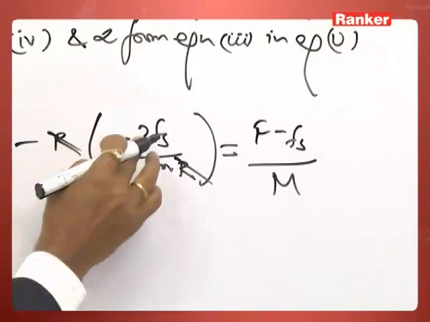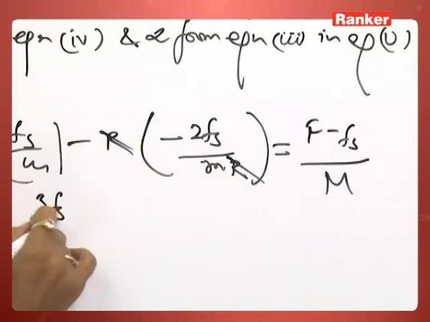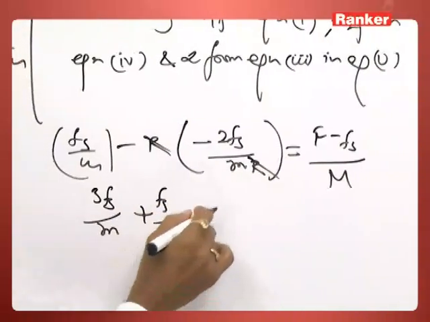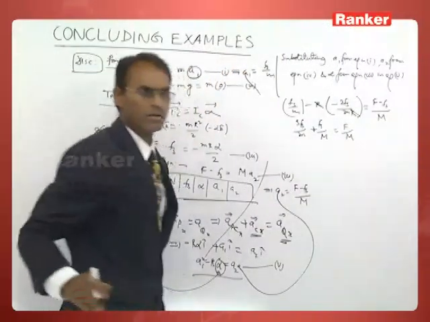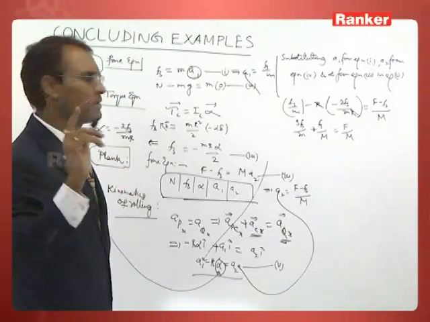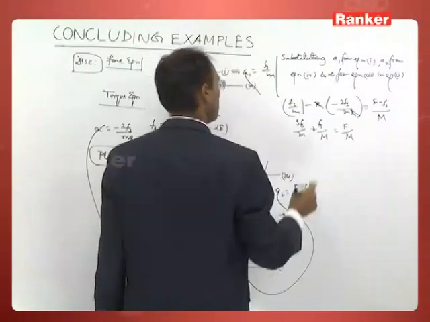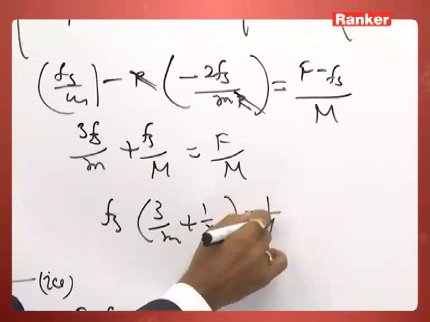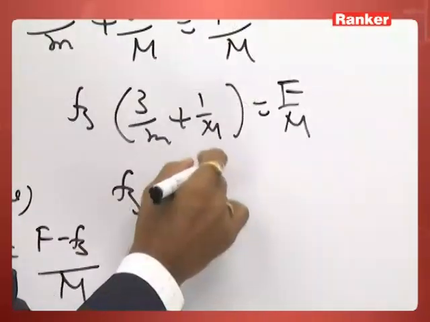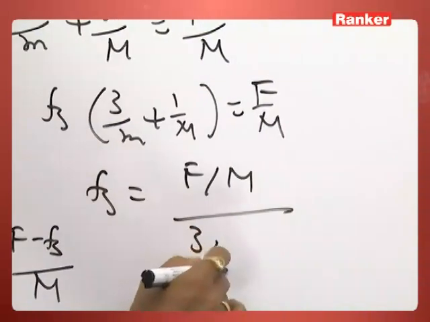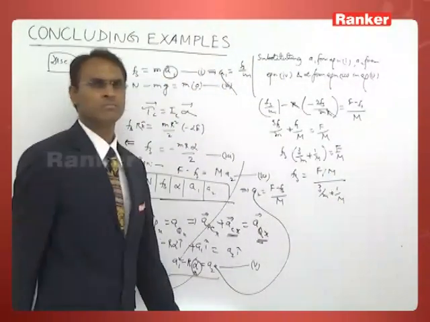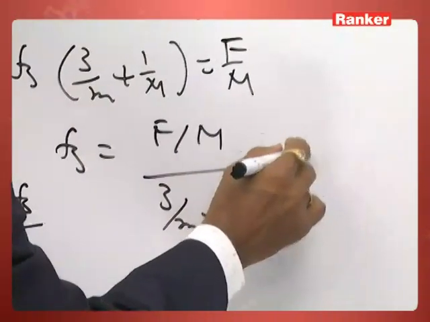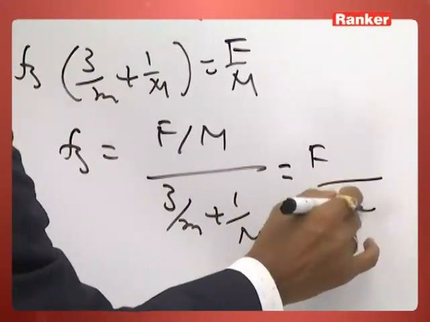Minus into minus, plus 2 Fs by m plus Fs by m, that is 3 Fs by small m, and Fs by capital M you take it to the side, and in the right hand side we are left behind with the term F by capital M. So Fs times 3 by m plus 1 by capital M is equal to 1 by capital M. So Fs is equal to F by capital M by 3 by small m plus 1 by capital M. You can still simplify this factor. That's equal to F by 3 capital M plus M.